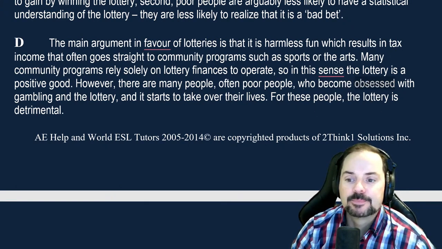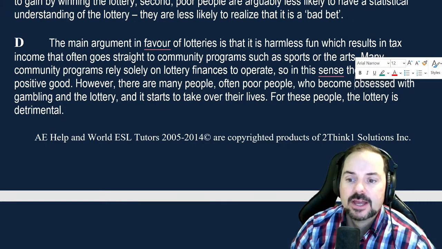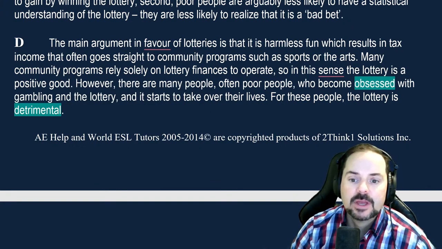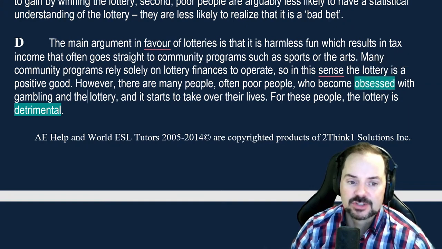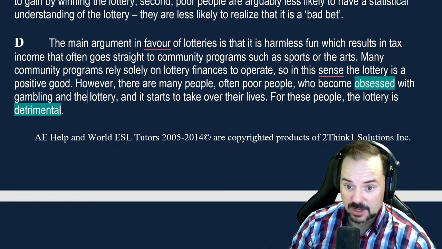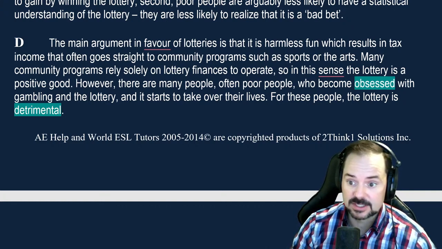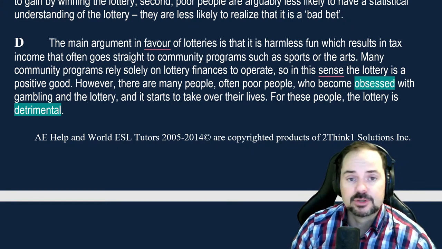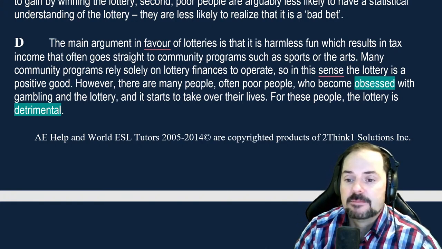So whenever you're practicing at home, what you want to do is highlight these words and then figure out what they mean. It's interesting because this word here, obsessed, will actually be one of our answers in the question. However, there are many people, often poor people, who become obsessed with gambling and lottery, and it starts to take over their lives. Now, of course, in the real exam, you don't have a dictionary, you don't have your phone, so you can't check the meaning. So you have to understand the meaning from the context.